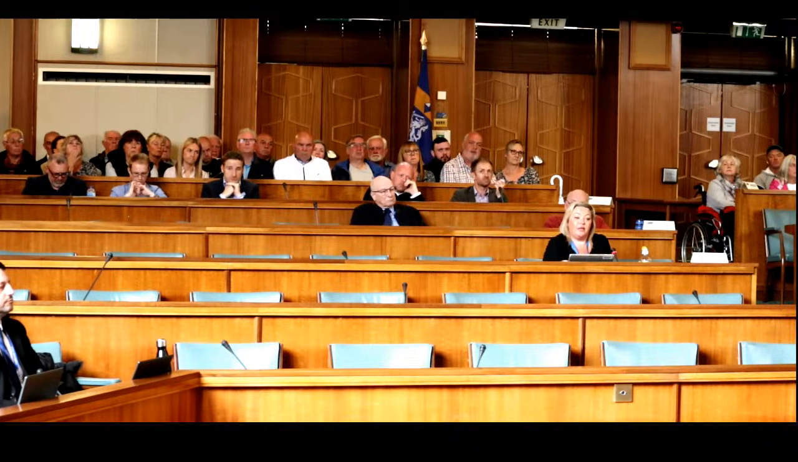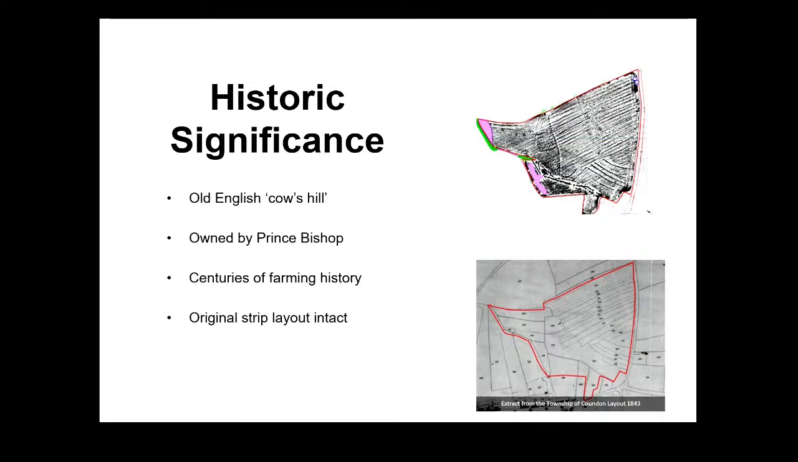Slide 2, please. This is historic significance. Coundon takes its name from the Old English Cowes Hill, once owned by the Prince Bishop at Auckland Castle. This was a medieval township field, and visible strip farming is evidenced until the mid-20th century. The site has been farmed for centuries and is a local historical asset. For this to be destroyed, the NPPF states clear and convincing justification is required.